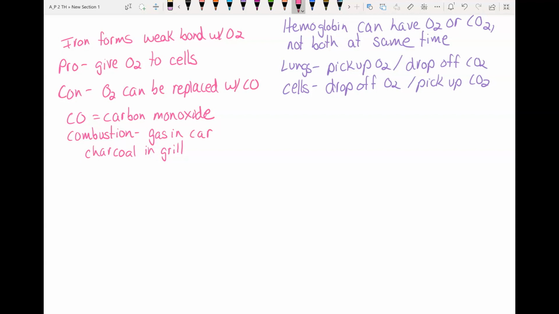You need a carbon monoxide detector in your house because your furnace, and if you have a gas stove, a gas water heater, gas appliances, they all have the potential to give off carbon monoxide.